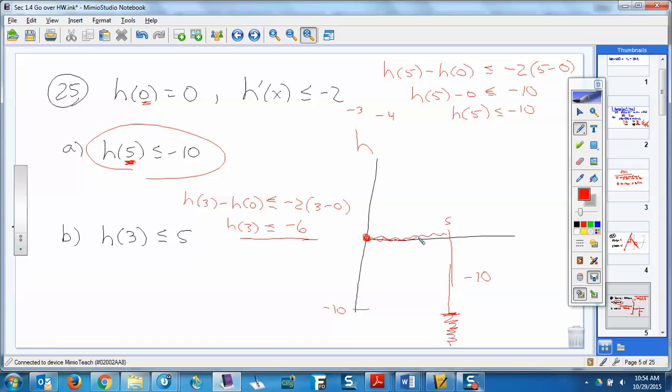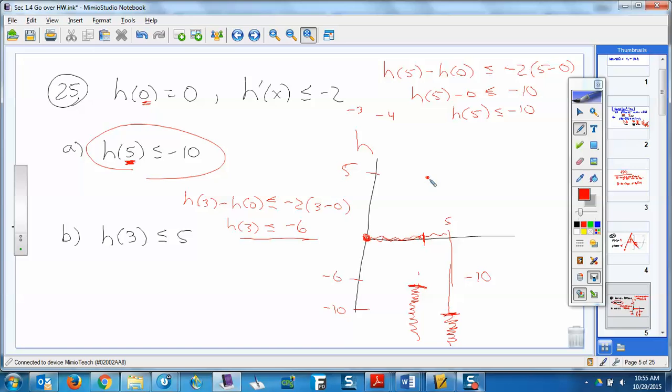Okay, now, just talking it out, it would look like this. If I go over 3, then that means I have to go down 6, so that'd be here at negative 6, which is right here. Or it could be lower. So here's all the possible values of h of 3. Is it true that h of 3 is below this point right here? Is it a true statement that h of 3 is less than or equal to 5?